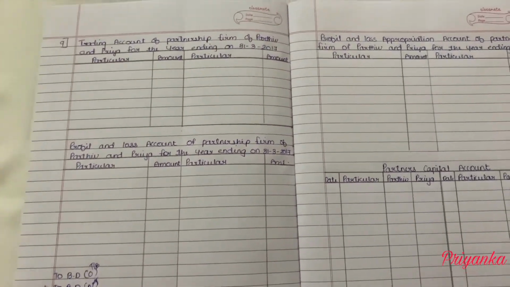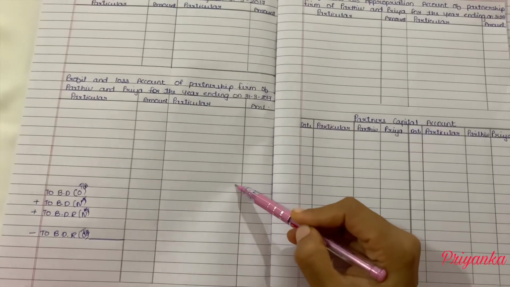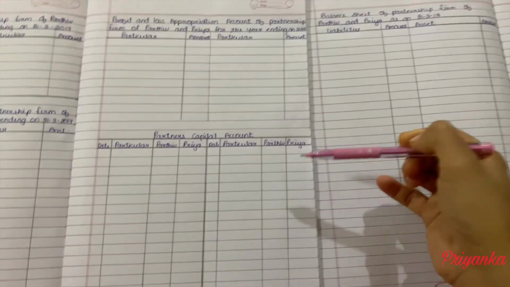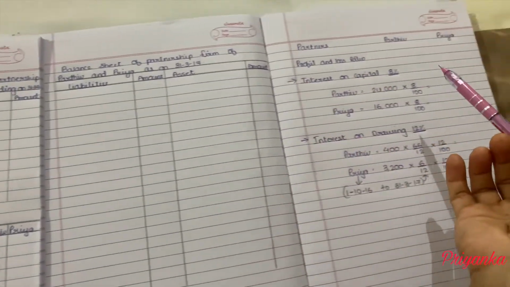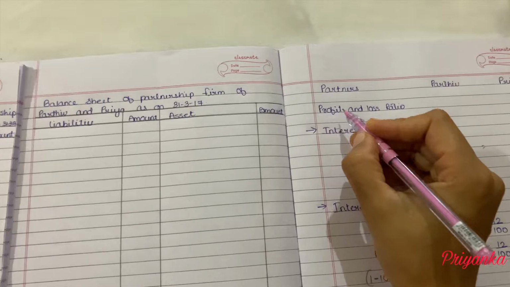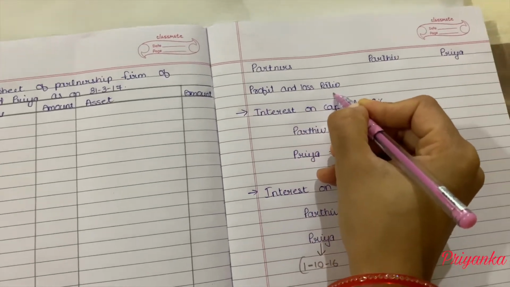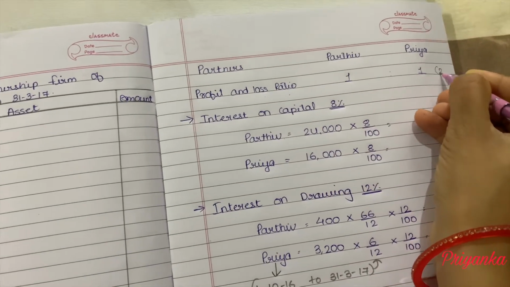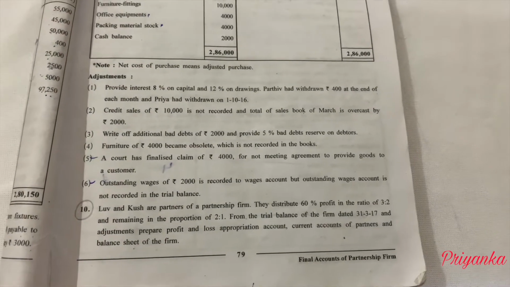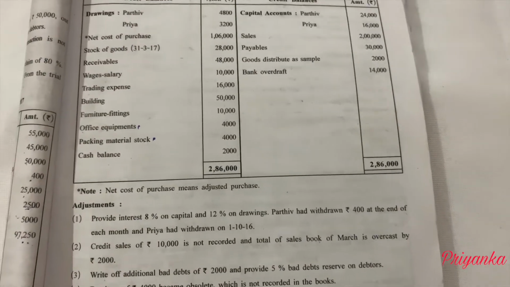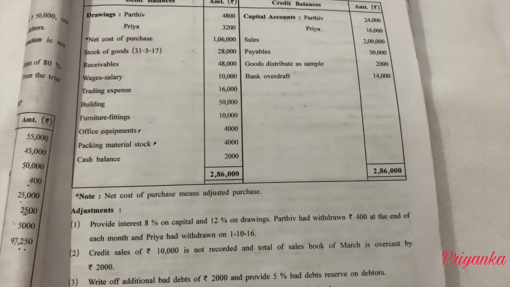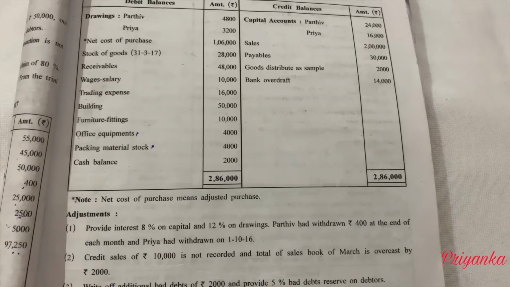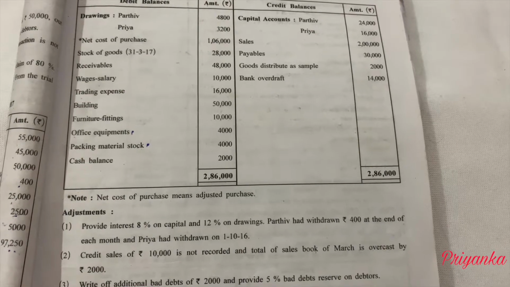Here I am ready with the specimen of trading account, profit and loss account, the profit and loss appropriation account, partners' capital account and balance sheet, with the calculations which are going to be done. Now, as the profit and loss ratio is not given in your question, I am going to assume it in equal proportion. Here we start with the first adjustment. In the adjustment they have given: provide interest at 8% on capital and 12% on drawings. Parthiv had withdrawn 400 at the end of each month and Priya had withdrawn on 1/10/2016.